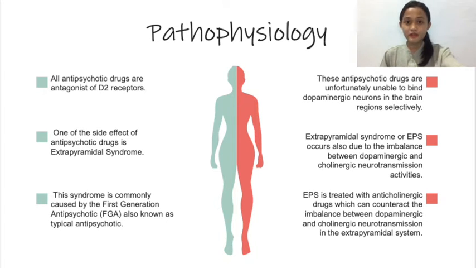Now I'm going to talk about the pathophysiology. As we all know, antipsychotic medications are generally used to reduce the symptoms of psychosis such as hallucinations and delusions. All of these drugs are antagonists of D2 receptors. They produce their therapeutic effect by binding D2 receptors in the terminal end of the ventral tegmental area. But unfortunately, this kind of drug also causes unwanted side effects, and one of them is extrapyramidal syndrome. This syndrome is commonly caused by the first generation of antipsychotics, also known as typical antipsychotics.